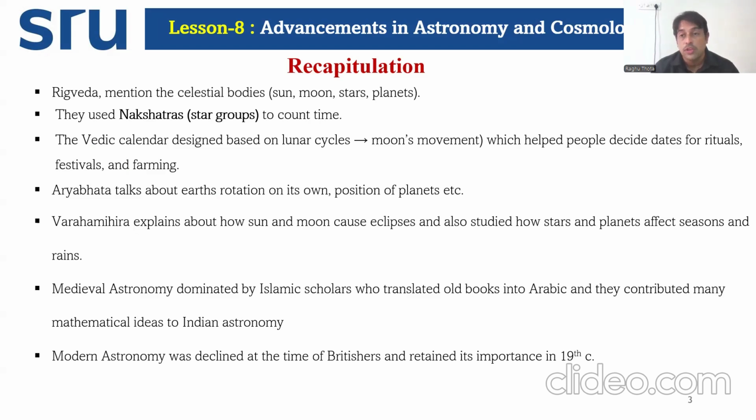By observing the universe, they calculated the time. Now we have watches and everything, but our ancestors didn't have all these things. They were relying completely on nature and the universe. They had a Vedic calendar, followed by lunar cycles, which helped them decide the dates of festivals and farming. Even now, we are adopting the same.